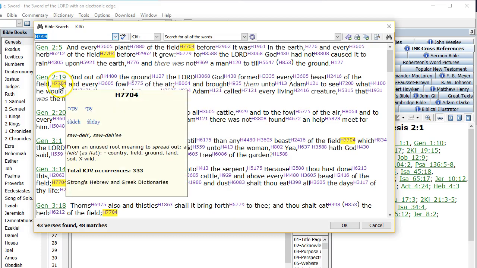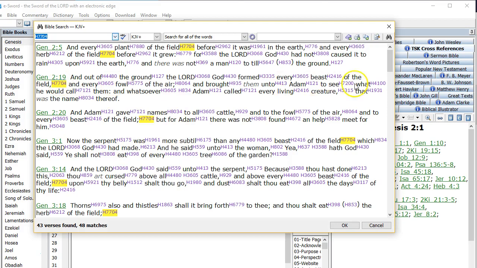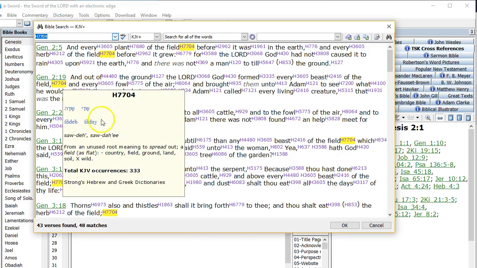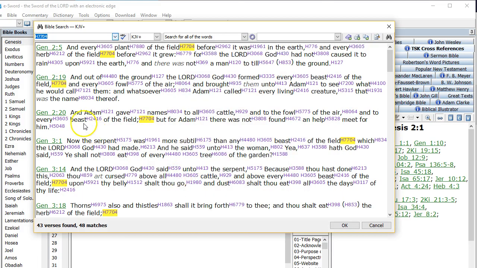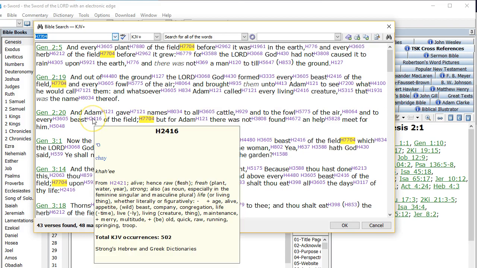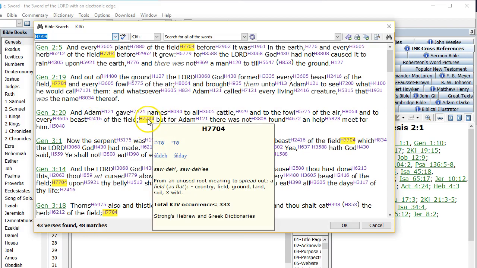So again, we're seeing this modified, sadeh. We have the chayat sadeh. All of the lives of sadeh. And in 2:20, again, we have the chayat sadeh.